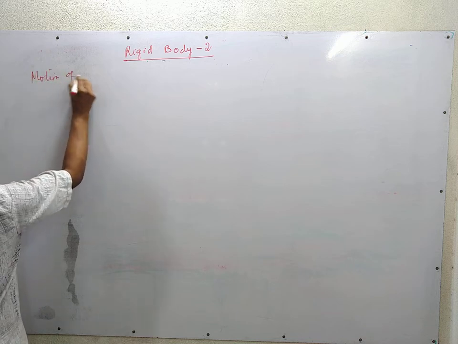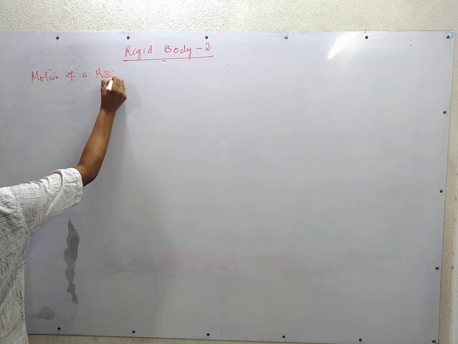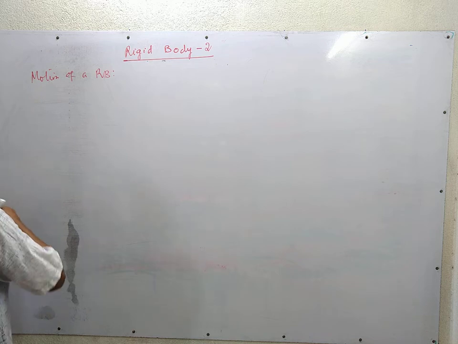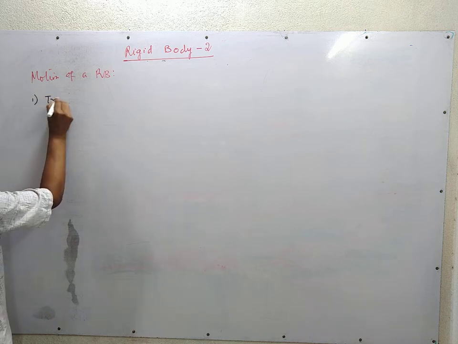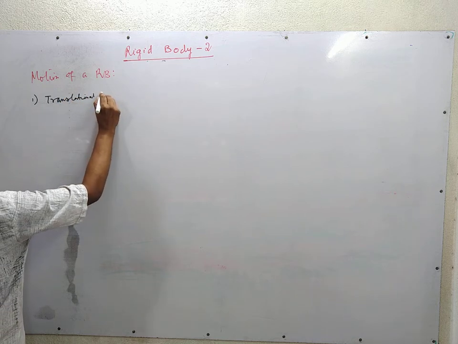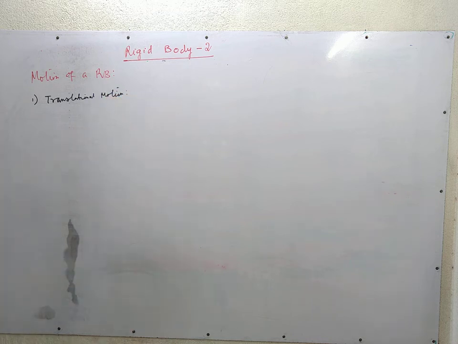Motion of a rigid body. The rigid body motion is generally divided into two categories. One is called translational motion of a rigid body. A rigid body is said to perform a translational motion when each and every point of the body undergoes the same displacement, the same linear displacement.